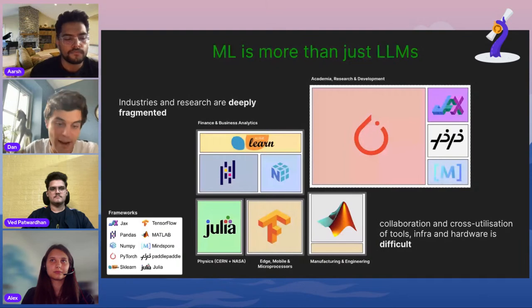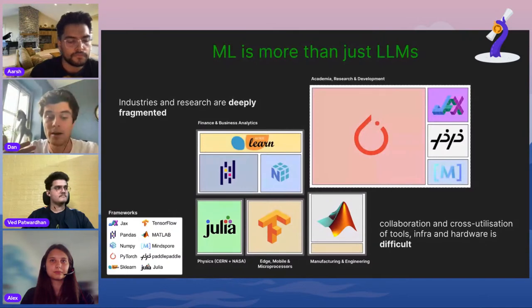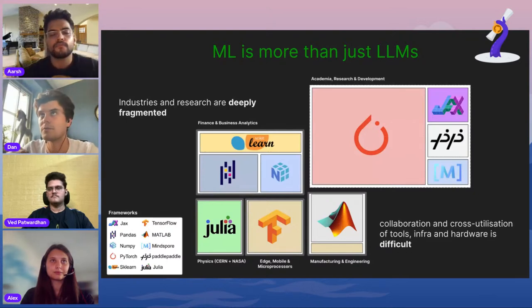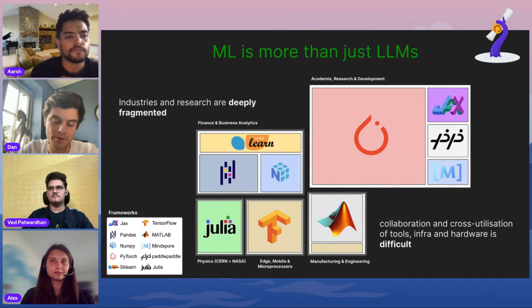or frameworks or languages, I should say, like Julia, used massively for things like physics research at CERN, NASA, etc. Again, Julia is an incredibly high performance language and has a lot of applications in numerical simulation and so on. TensorFlow remains very strong when it comes to deploying to edge devices and mobile devices. It still has superior deployment features than a framework like PyTorch, and it's used massively in industry.